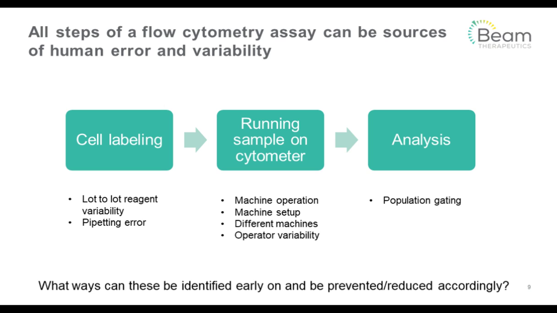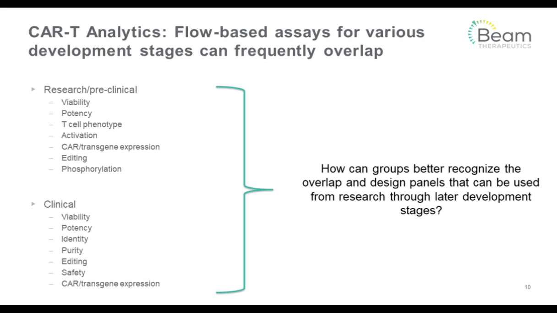And the important question as you look throughout these steps of flow cytometry is, what ways can we identify these sources of variability early on in the process and try to prevent or reduce them accordingly? So I'm going to dive into some key areas that I think we can make significant improvements to these sources so that you can ensure data reproducibility and translatability over time, with the end goal of hopefully speeding up your drug development process.